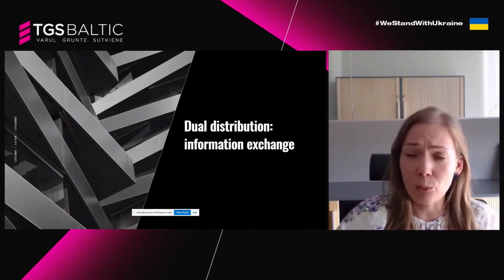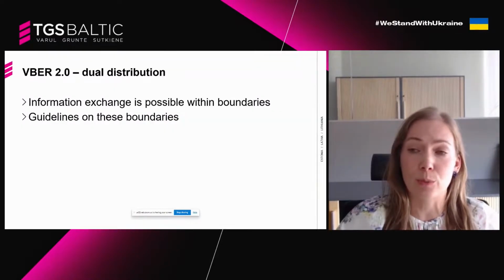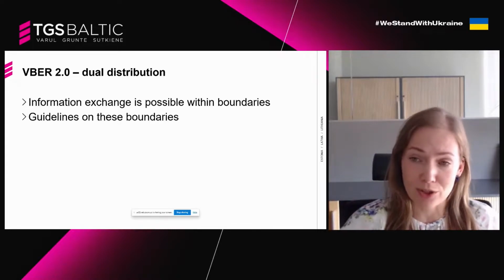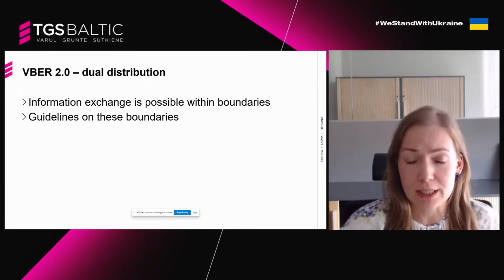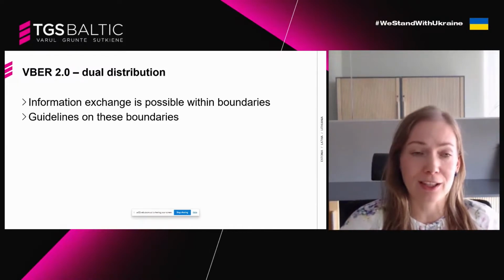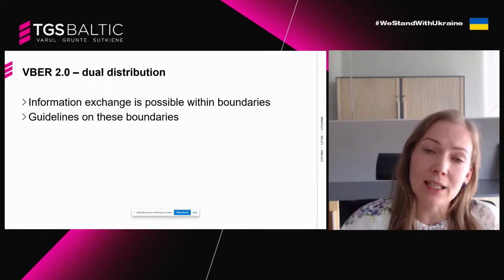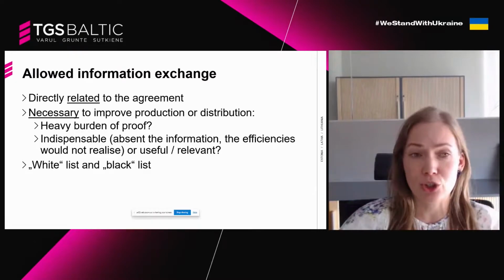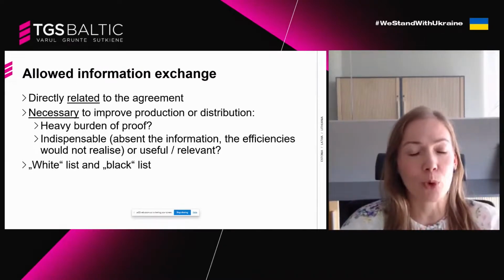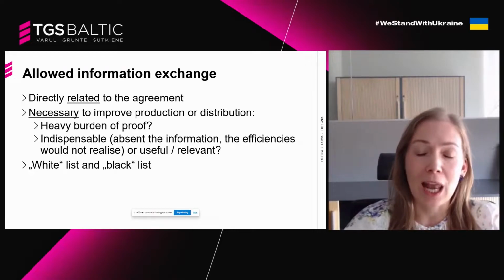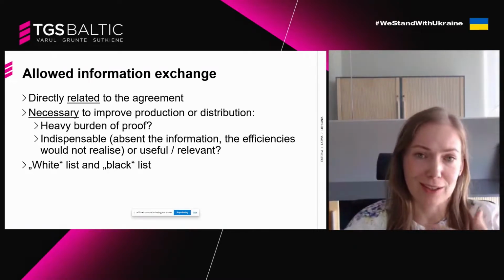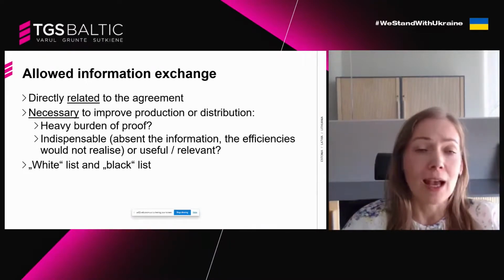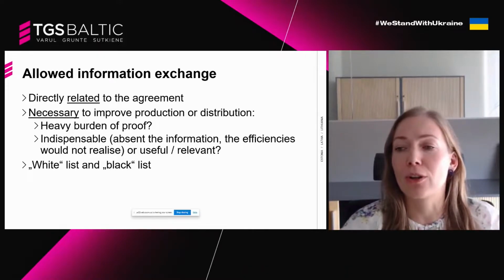So first, with regard to information exchange in dual distribution. Basically, the rule is that information exchange is possible, but it is possible within some boundaries. And now we have guidelines that are quite extensive, and these guidelines give some boundaries on this information exchange. So the basic premise is that it is allowed to exchange information in this dual distribution scenario that is directly related to the agreement, and that is necessary to improve the production or distribution.